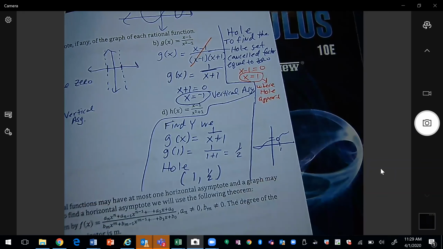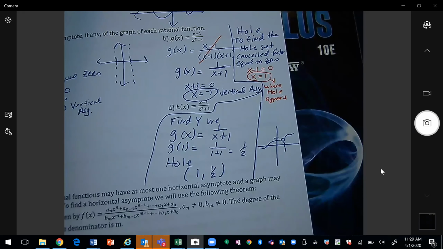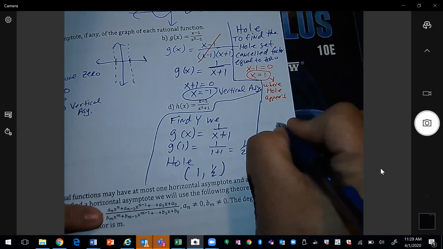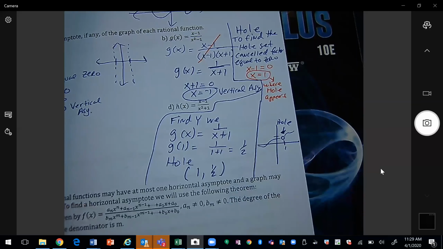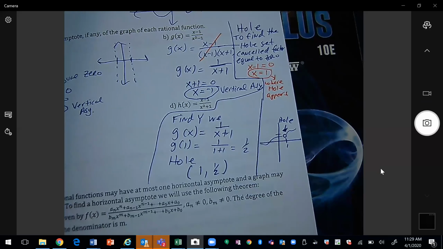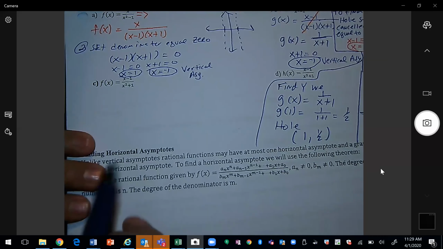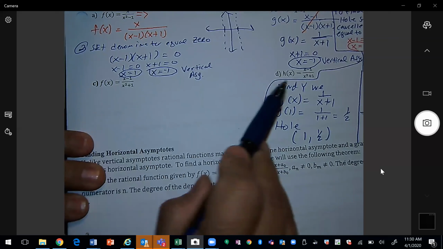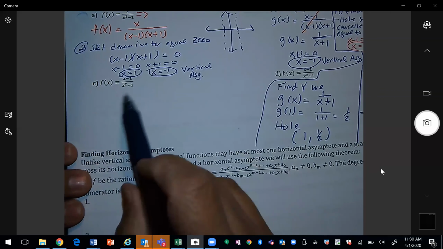Okay, so the next example is also going to give us a chance to practice finding that hole if it has one. Any questions on this example? Okay, so let's look at letter C. And if you notice, letter C and D is the same example. So I'm just going to work out the C one over here.